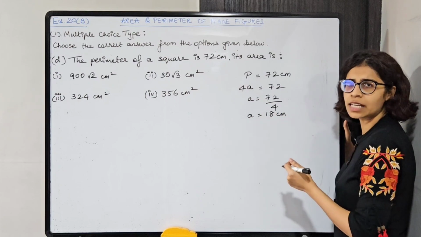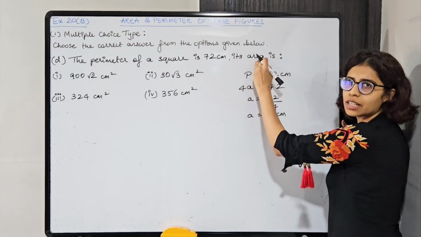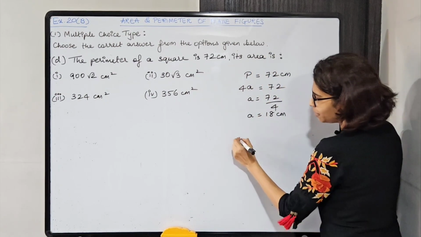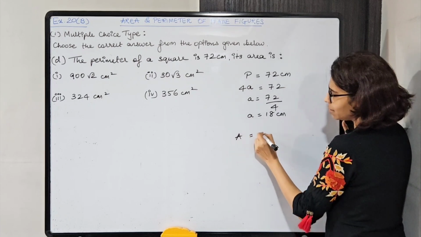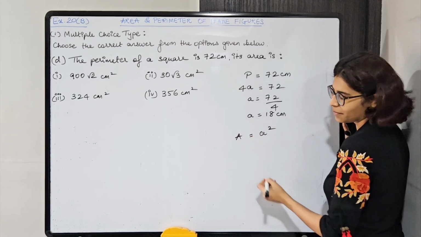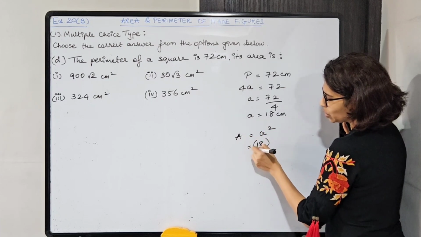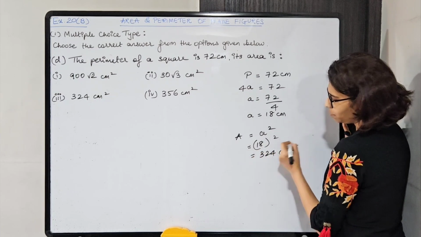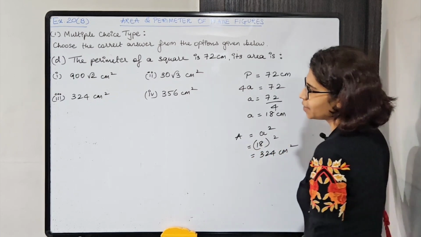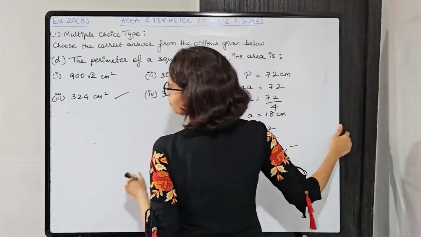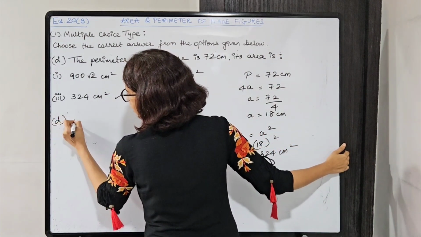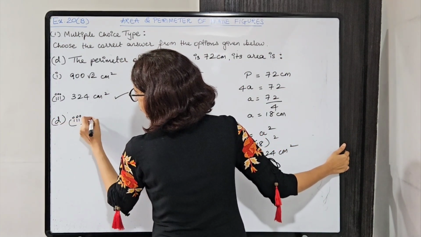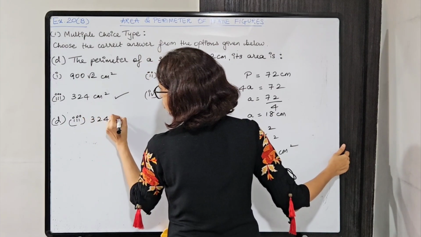Why did we find the side? To find out the area. So area of square is side square, which is 18 square. That will be 324. Okay. So third option. So for D, third option is the answer, 324 square centimeter.